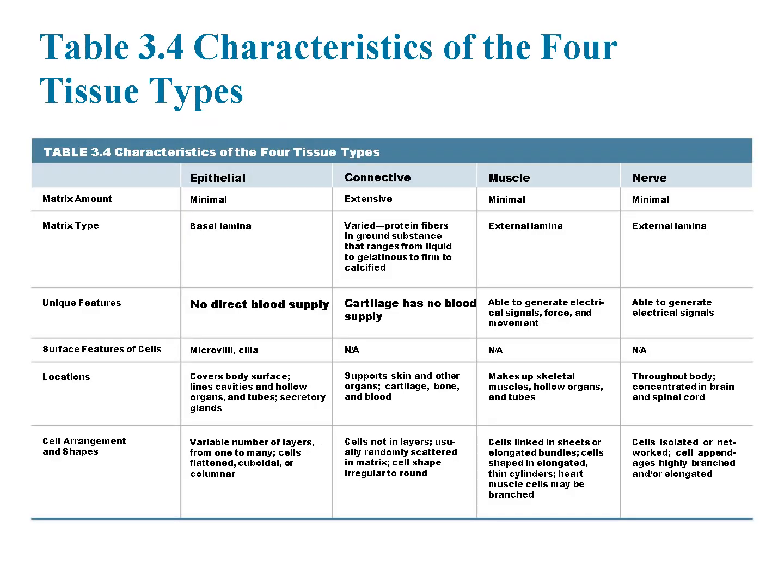This table is an excellent summary of the four main tissue types: epithelial, connective, muscle, and nerve tissues. Let's break this down briefly. Epithelial tissue: minimal matrix with a basal lamina supporting the cells. Found covering body surfaces or lining organs, like the skin or intestines. These cells are tightly packed and come in various shapes and arrangements, from flat to columnar.